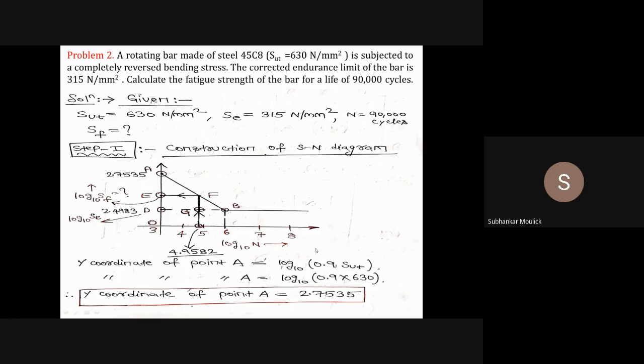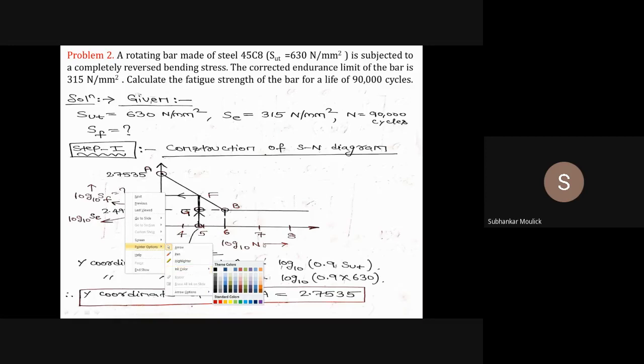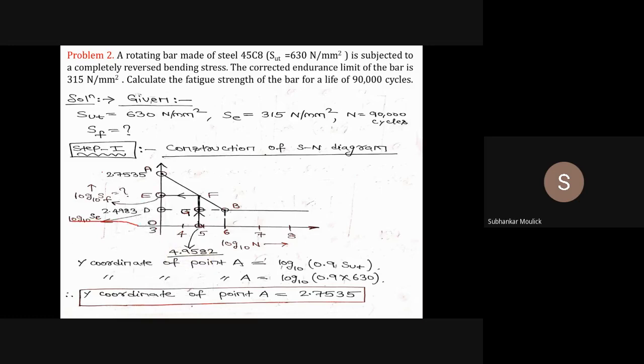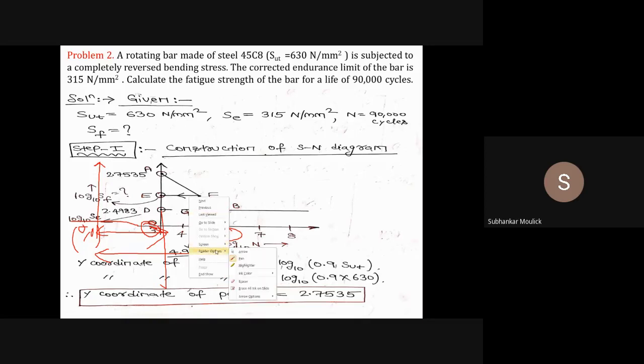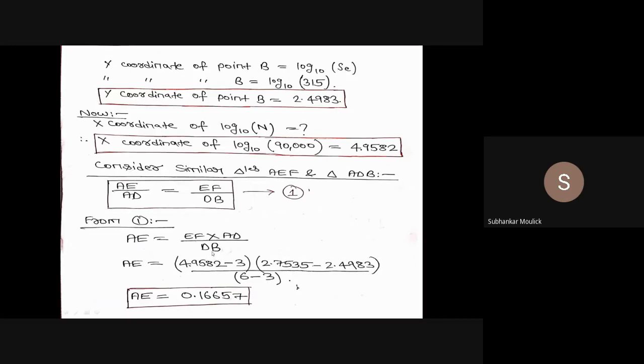Next is DB. Tell me what is DB from the graph? So it would be 6 minus 3. Yes, it will be 6 minus 3. How? From the x-axis we have to just... Yes, very good. I know that this is my origin somewhere over here, but normally we draw the diagram in 10 to the power 3 cycles. So this DB will be this distance minus this distance, and this distance is 6, and this is 3, so 6 minus 3 is 3. So I got the value of DB.